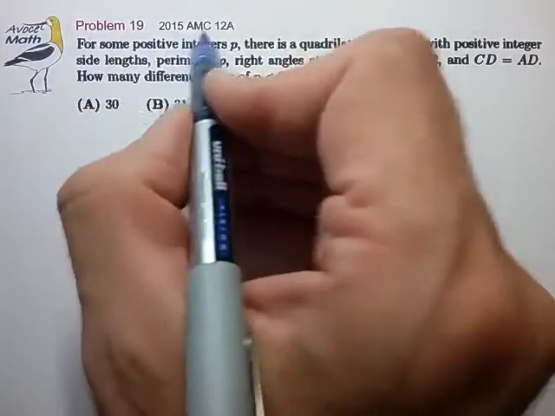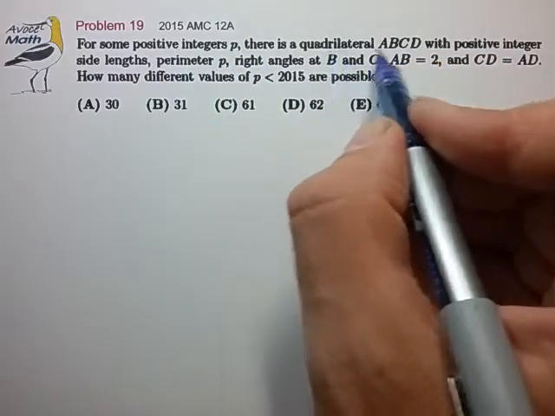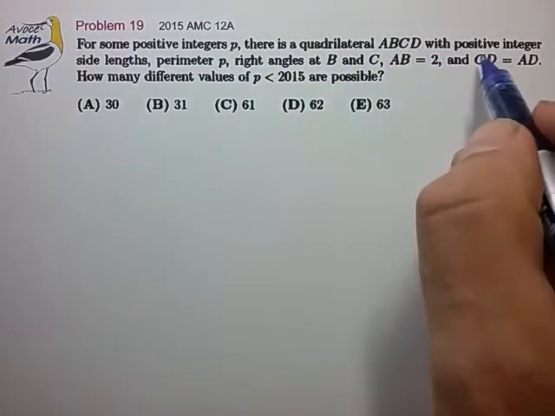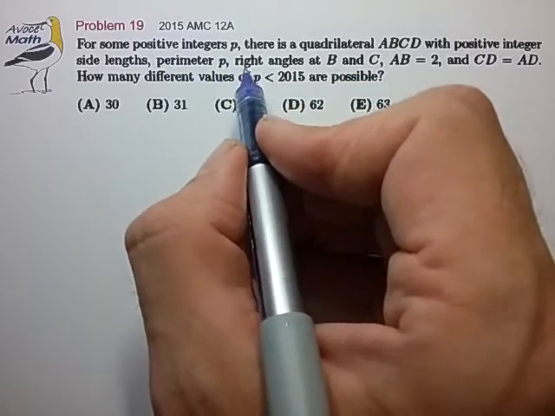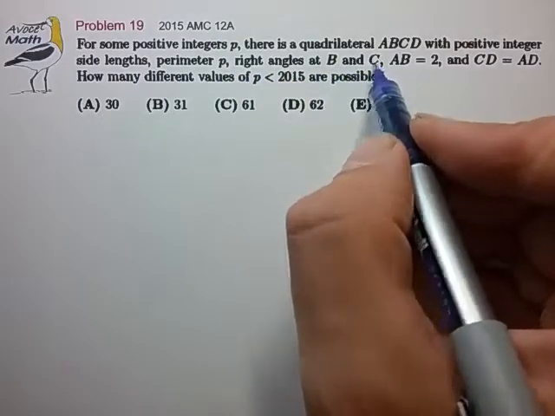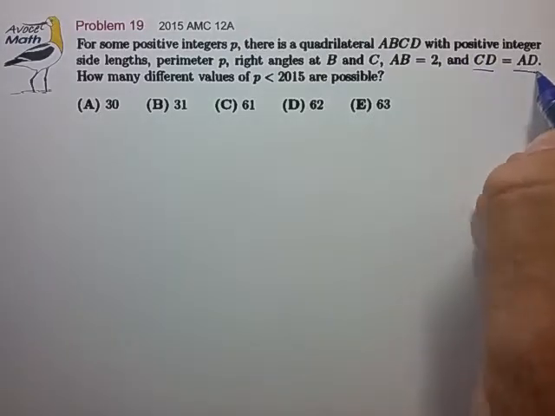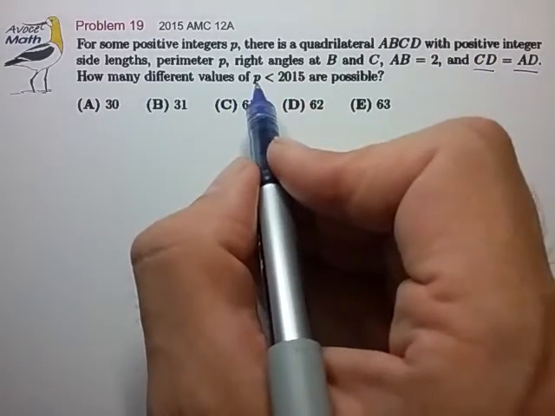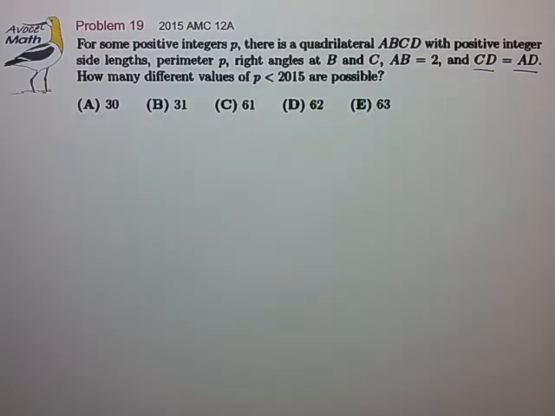Hi, this is problem 19 of the AMC 12A. For some positive integers p, there is a quadrilateral ABCD with positive integer side lengths, perimeter p, and right angles at B and C with AB equal to 2 and CD equal to AD. How many different values of p, the perimeter, less than 2015 are possible?